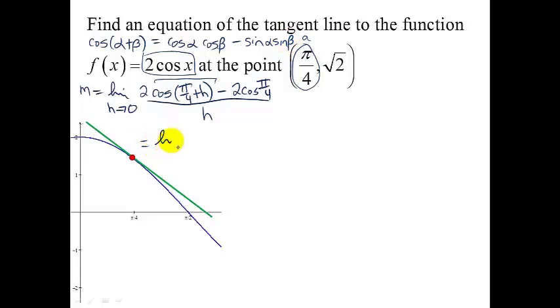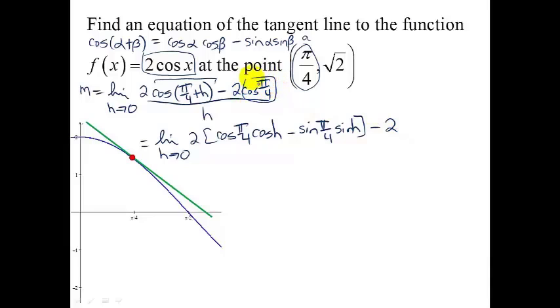So applying that to our problem here, we have the limit as h approaches 0 of 2 times the cosine of pi over 4 cosine of h minus the sine of pi over 4 sine of h, and then we still have minus 2. We can go ahead and work the cosine of pi over 4, that's square root 2 over 2, and then all of that over h.